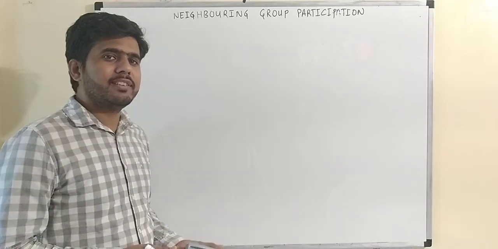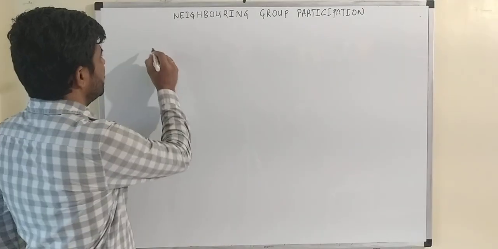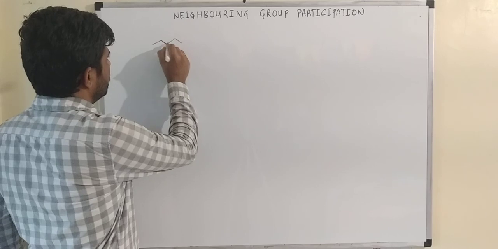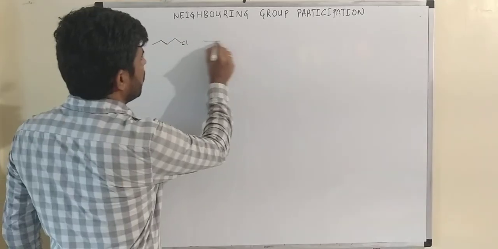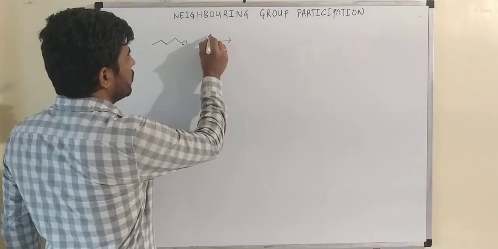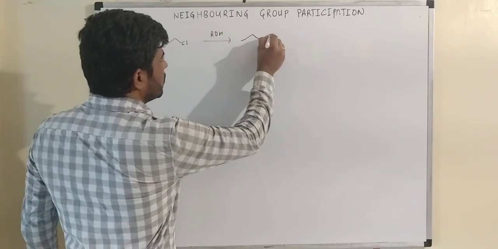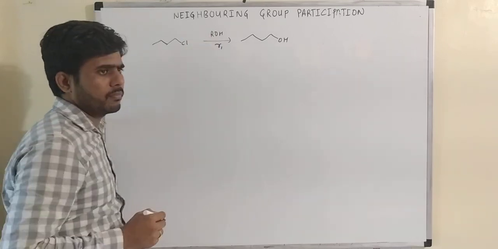Hi, let us start with today's topic, that is neighboring group participation. Let us consider an example. This is n-butyl chloride, which on hydrolysis with aqueous alcohol, that is ROH, gives a product like that with the rate of R1.